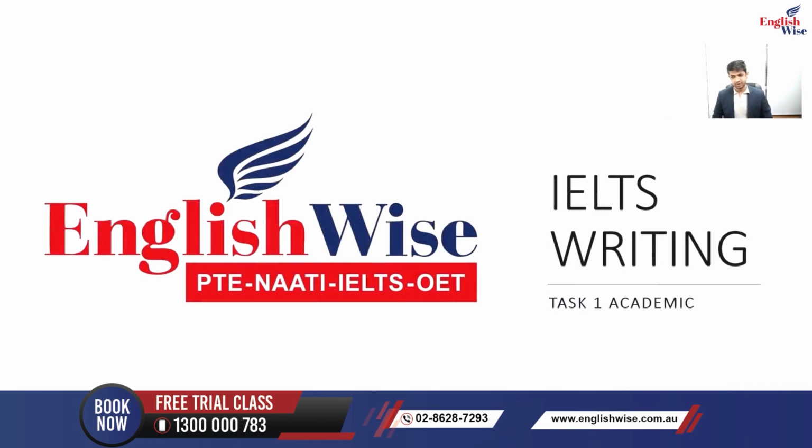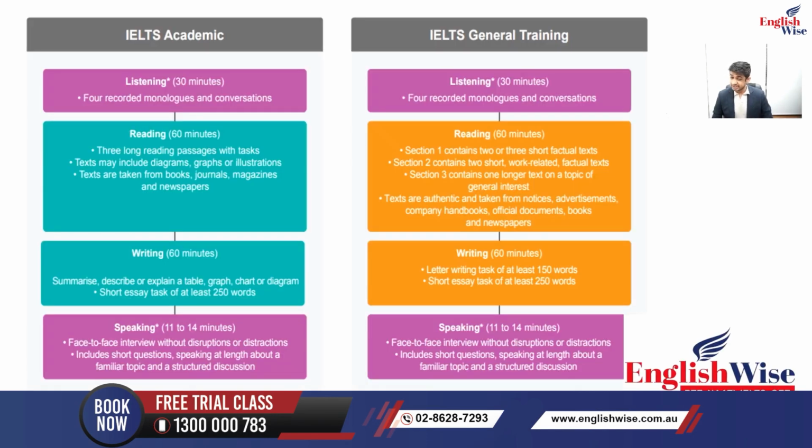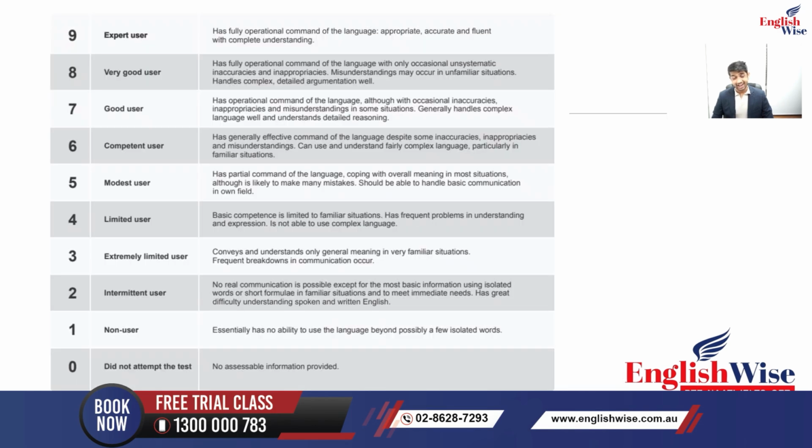Your task 1 question for academic will be in 20 minutes of the given 60 minutes of time for the writing section. In your task 1, you have to either summarize, describe or explain a table, a graph or a map, or a given flow chart, a bar graph or a pie chart. For this question, you have to prepare a response within 20 minutes, and the word count has to be 150 words or higher. Again, based on that, you'll be given your marks for the writing section.